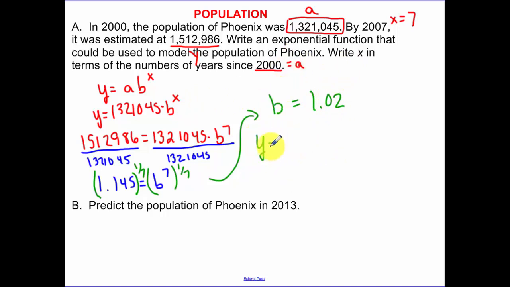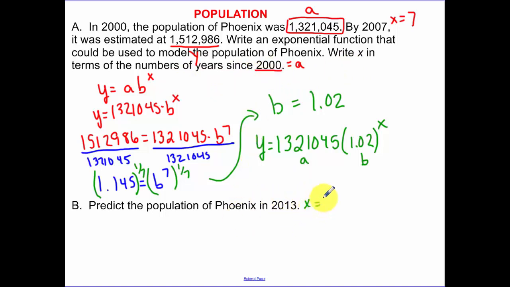So I need to write an exponential function. Our exponential function y equals, I plugged in my a, which was 1321045. I plugged in what we found for b, and then we have x. Okay, part b, predict the population of Phoenix in 2013. So remember, x equals 0 stands for 2000. X is standing for the number of years since 2000.